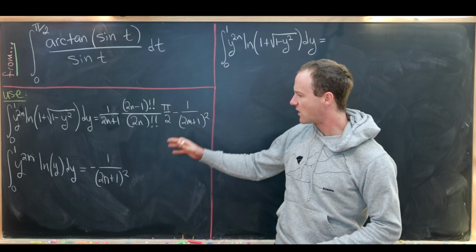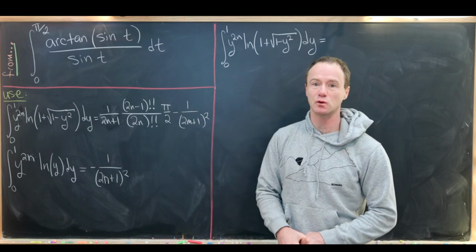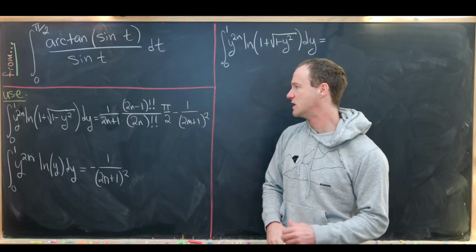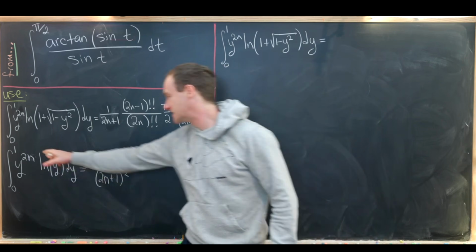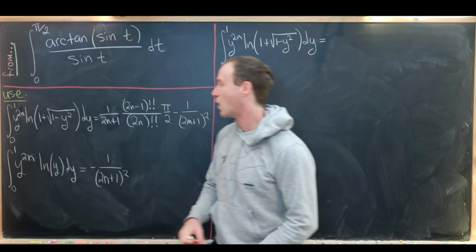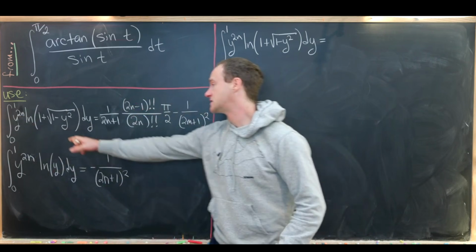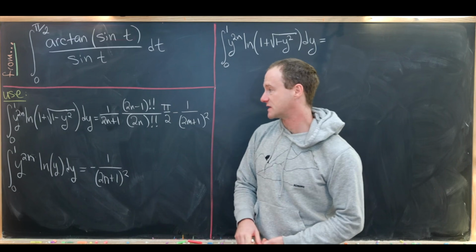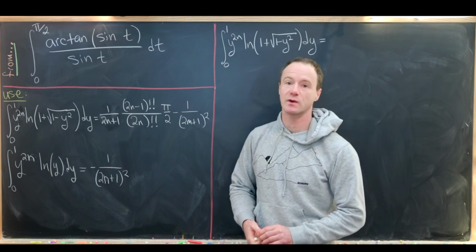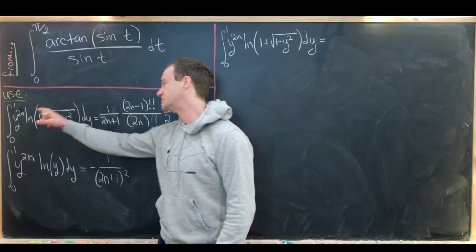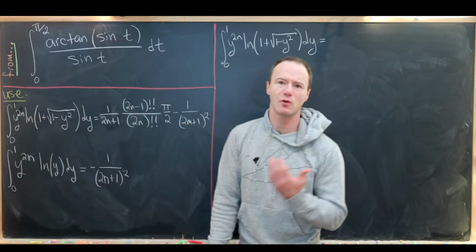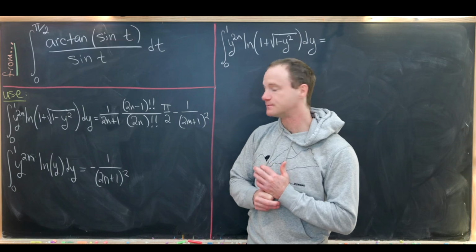We're going to use the following two integrals as tools, which we'll evaluate on their own just because they're a little bit messy. The first of which is the integral from 0 to 1 of y to the 2n times the natural log of 1 plus the square root of 1 minus y squared dy. So that's a little bit of a mouthful. And this could be generalized for non-even numbers up there, but we'll only need it for even numbers up there.